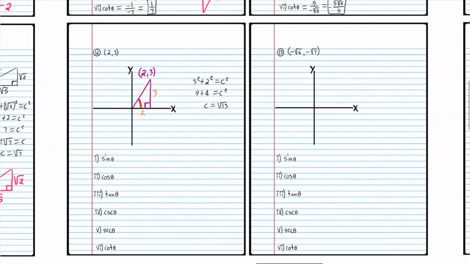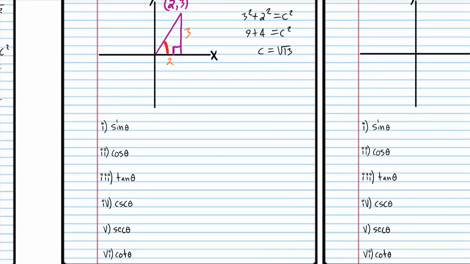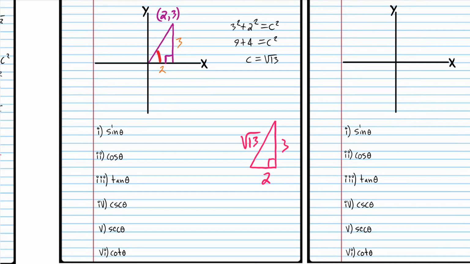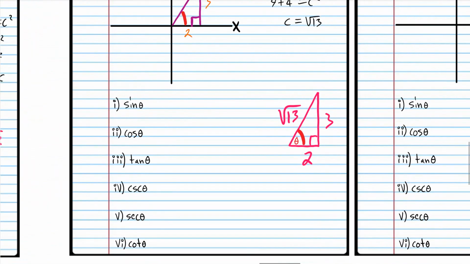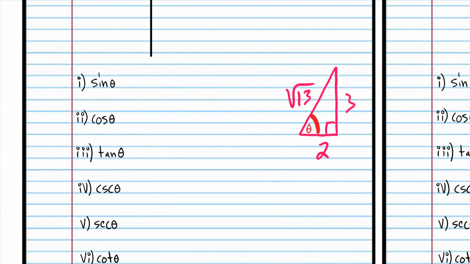So now we can draw our final triangle that we're going to use down here next to our values that we're looking for. So this side is 2, this side is 3, this side is root 13. And the reference angle is equal to the actual angle. That's theta. So now we can use that triangle to help us find these values.